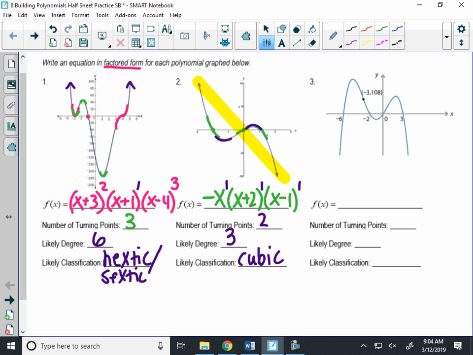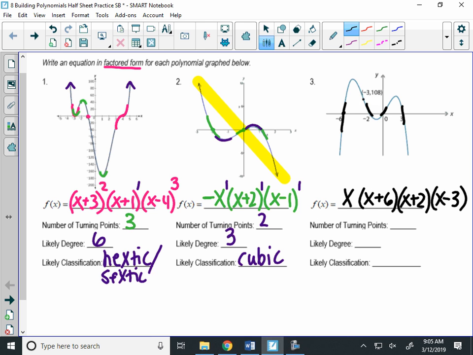Last one here. I have the root at -6, and the root of -6 writes the factor of x plus 6. It cuts through in a linear fashion, so it's multiplicity of 1. Same here at the root of -2. I'm going to write the factor of x plus 2. It also has a multiplicity of 1. The root at 0, the factor is x. It has a multiplicity of 1. And the root at +3, I write the factor of x minus 3.